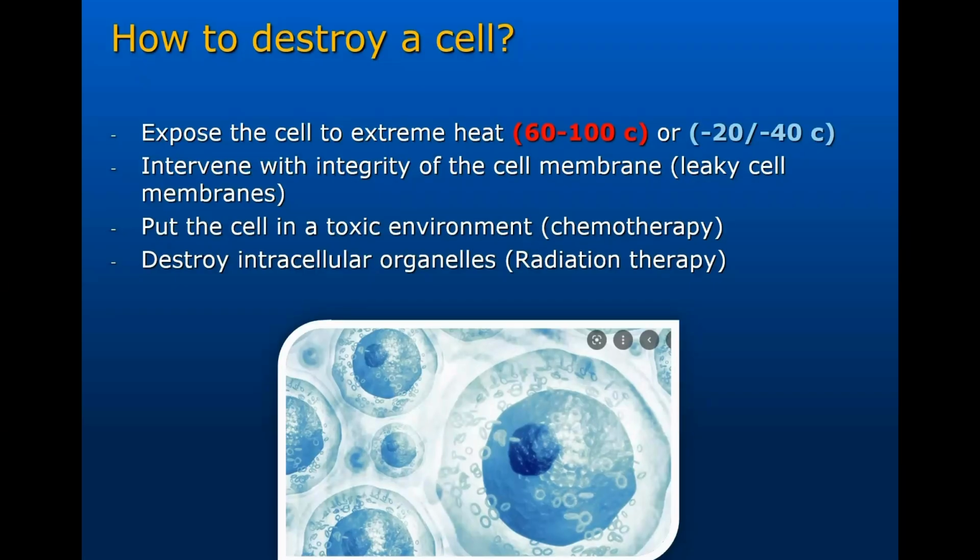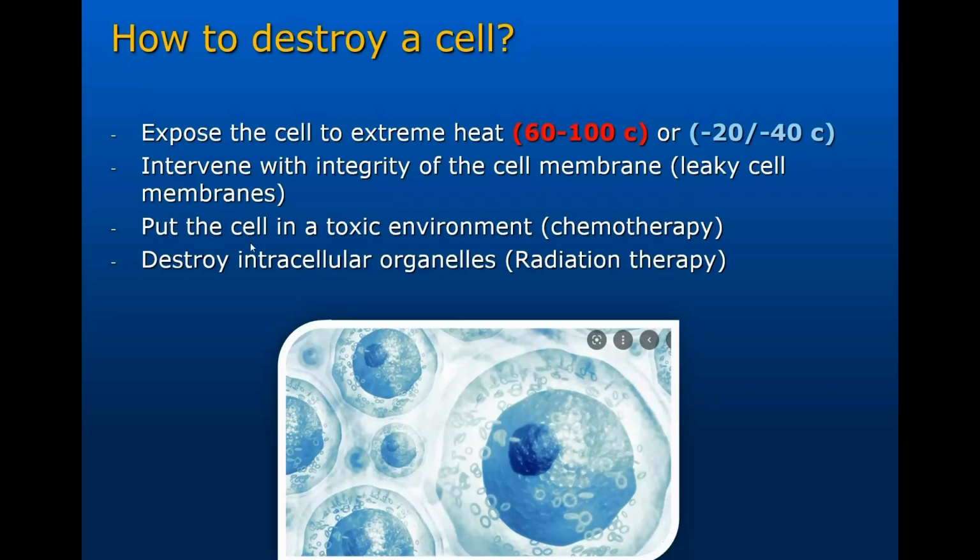You can also do another way, which is to intervene with the integrity of the cell membrane. I know you are all medical students. You have studied in histology and pathology the importance of the cell membrane. Basically, this is the main barrier. This is the mechanism by which any cell can control the passage of anything in and out. So if you can make these leaky, if you can make some holes and pores in the cell membranes, then the cells start to lose the ability to control the environment. And this is what causes the cells to lose control and die.